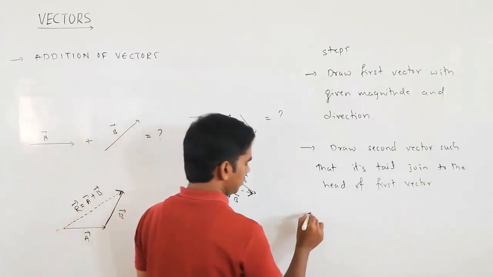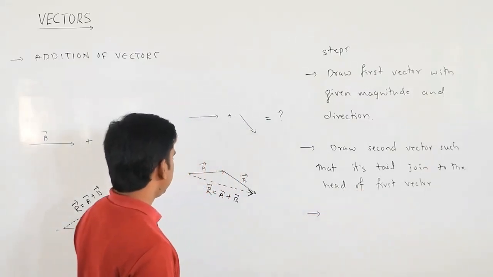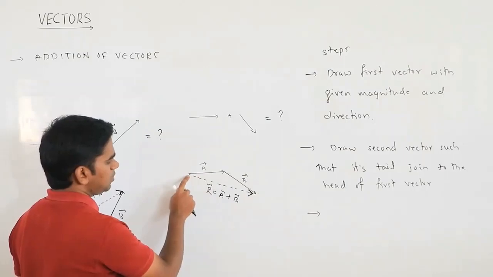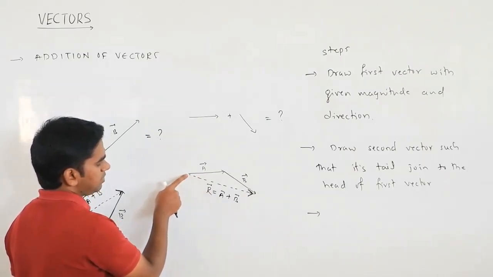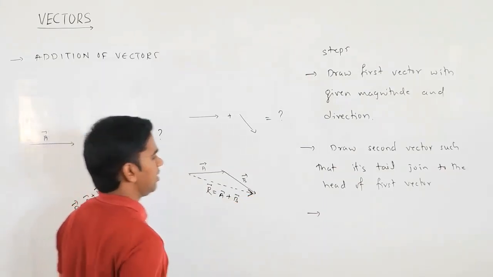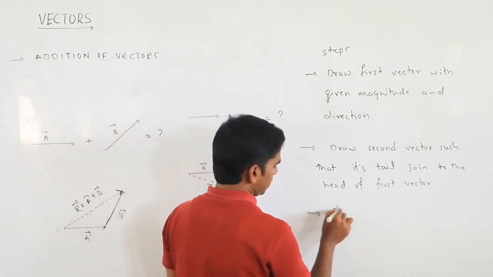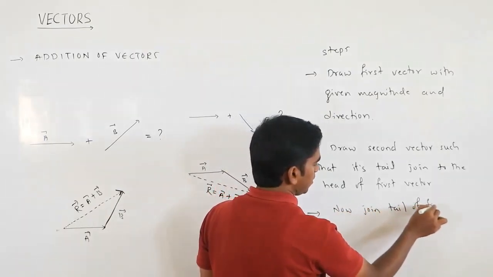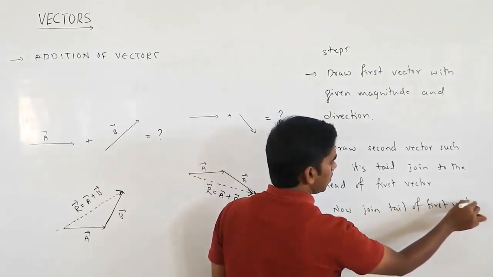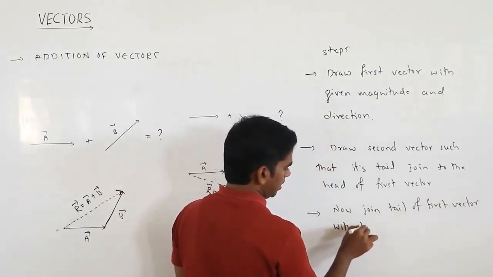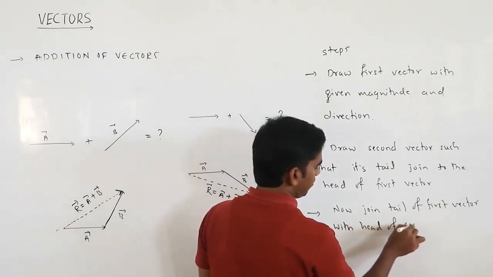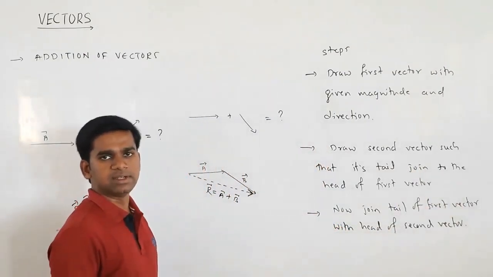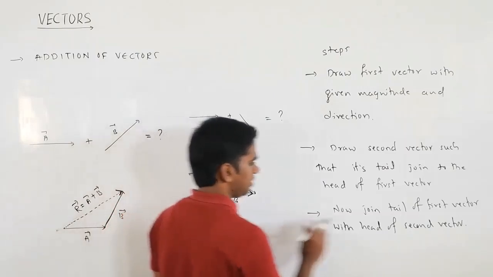So what is the third step now? These two will become the two sides of a triangle. Now you join the tail of the first vector to the head of the second vector. So that will give the resultant. This gives the resultant.